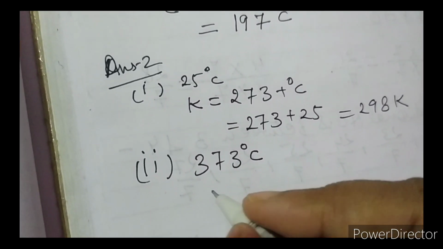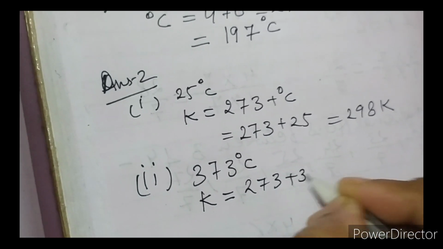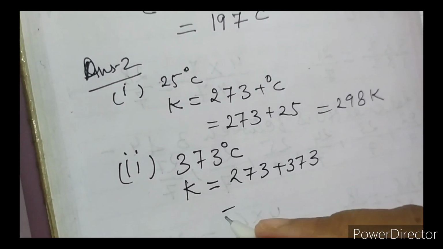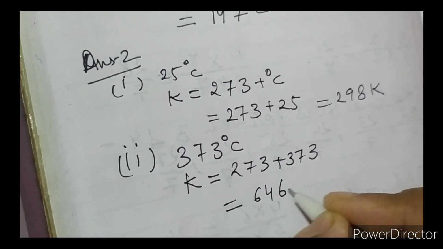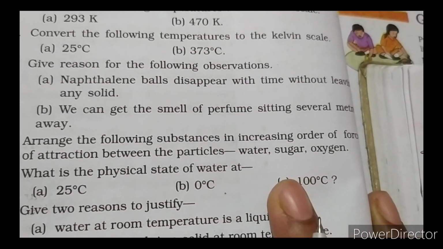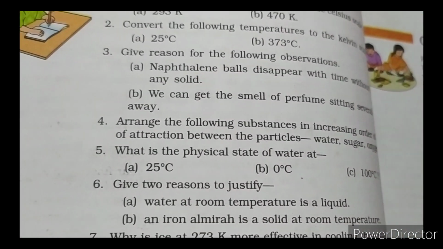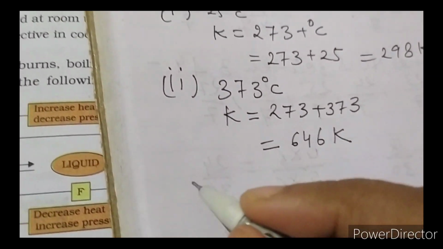And number second is given as 373 degrees Celsius. Again we'll do the same. Kelvin temperature will be equal to 273 plus 373, that will be equal to 646 Kelvin. Next question number 3 is, why the naphthalene balls disappear without leaving any solid? Because naphthalene balls are sublimable solids.